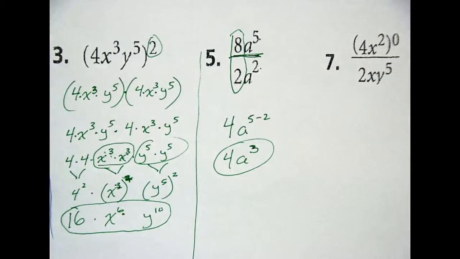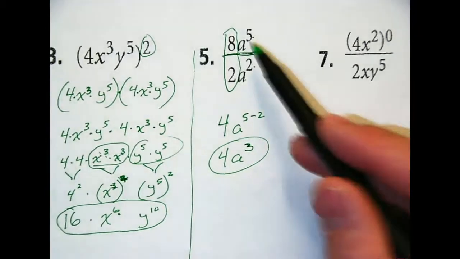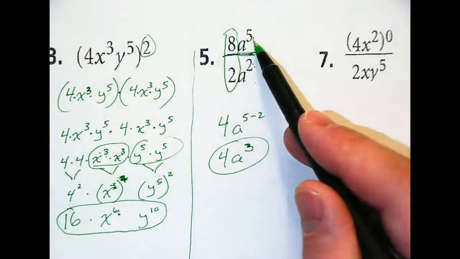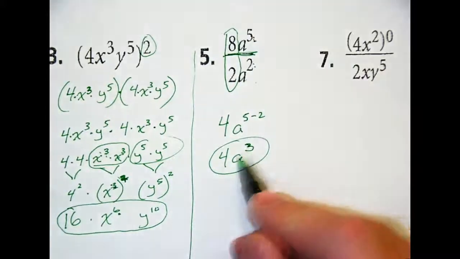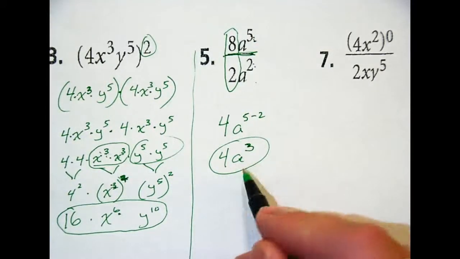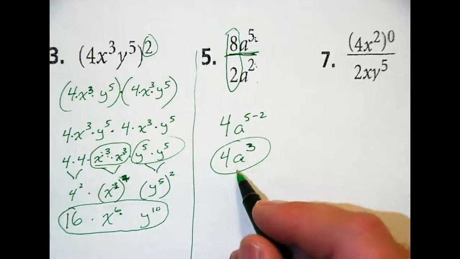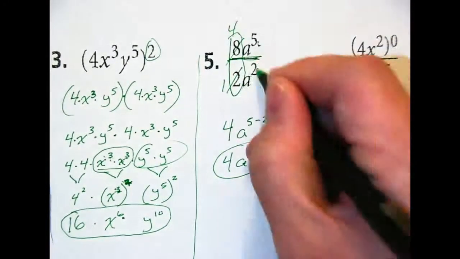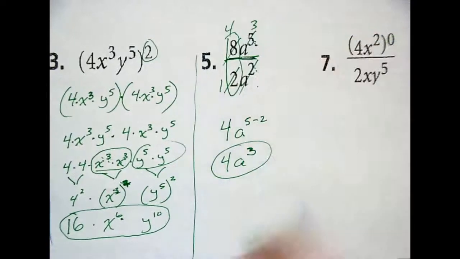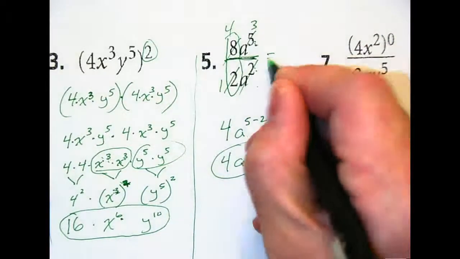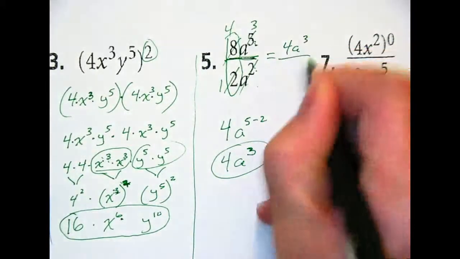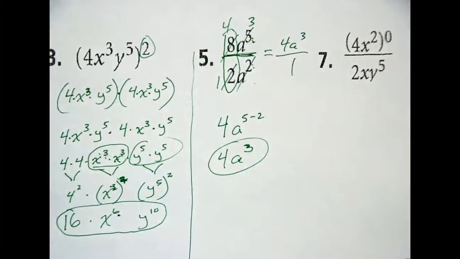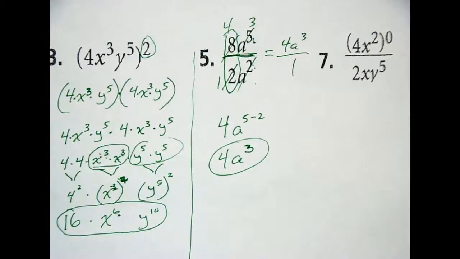Now, a lot of times I like to say, where do I have more a's, on top or bottom? I have more a's on top, which means my a is going to end up on top. Now, some of you will go, well, there's no bottom here. Well, there is. It's just the bottom is 1. That becomes 1, and that becomes 4. That cancels, and that becomes 3. So really you could look at it like that. That's 4a cubed over 1, which we write as 4a cubed. Okay, questions there?